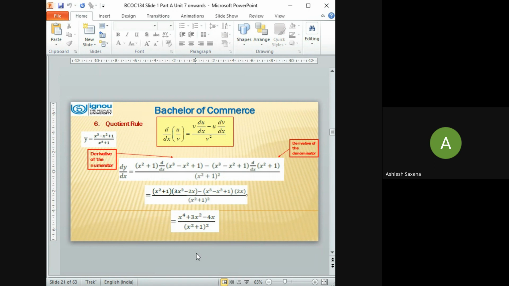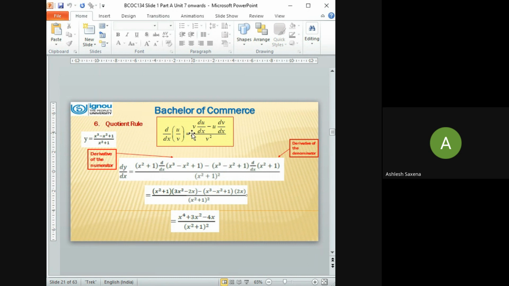Quotient rule: anything which is in the form of u by v. You can see in the yellow box. I'm just telling you how the derivative has to be done. Keep an eye on the yellow box only. You have to square the denominator. Whatever the denominator is, that denominator has to be squared.